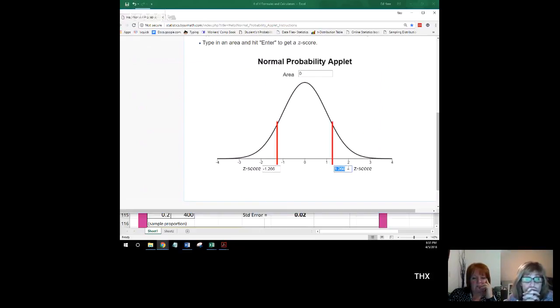Well, your p-value is your probability. So if I put it in here, 1.334, is it? 1.334.